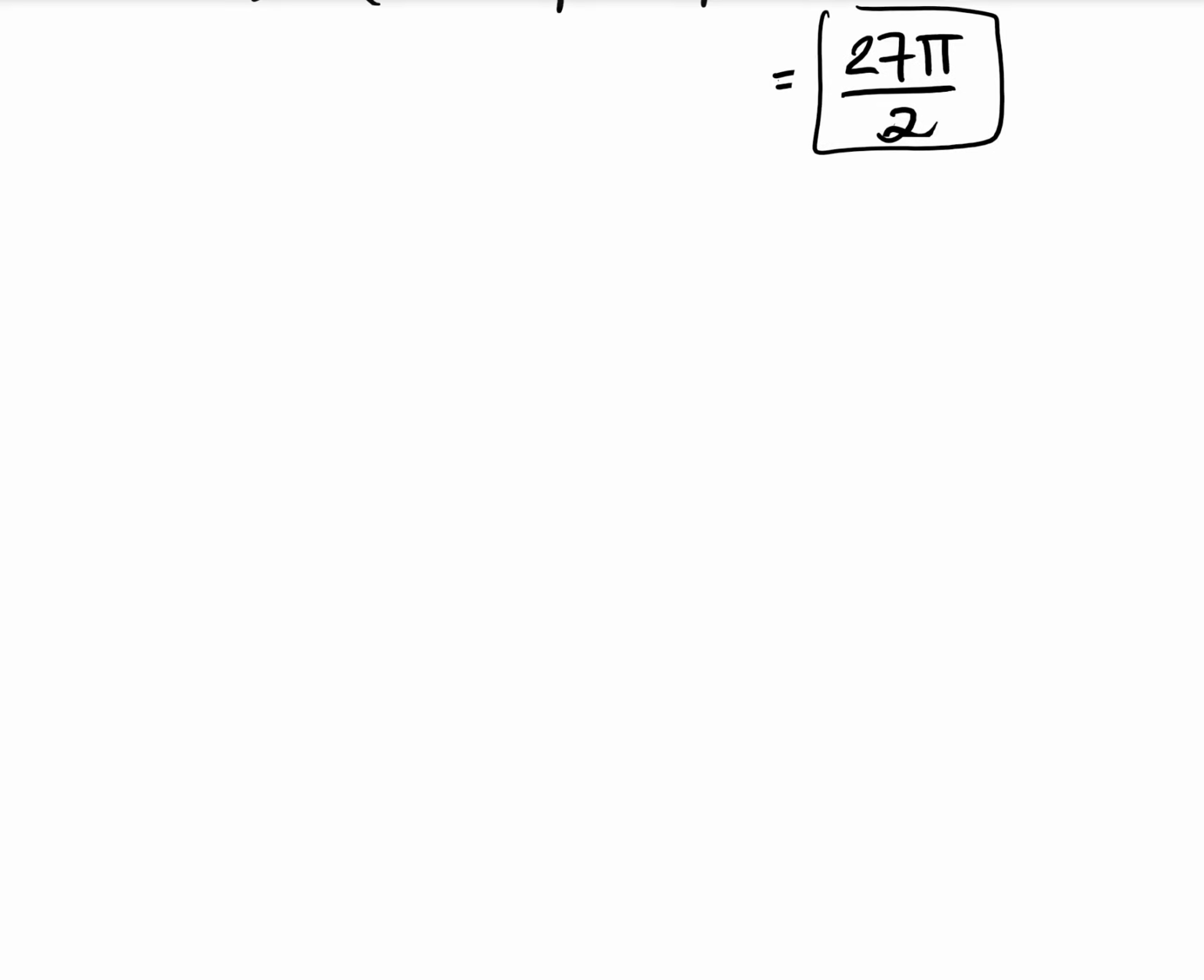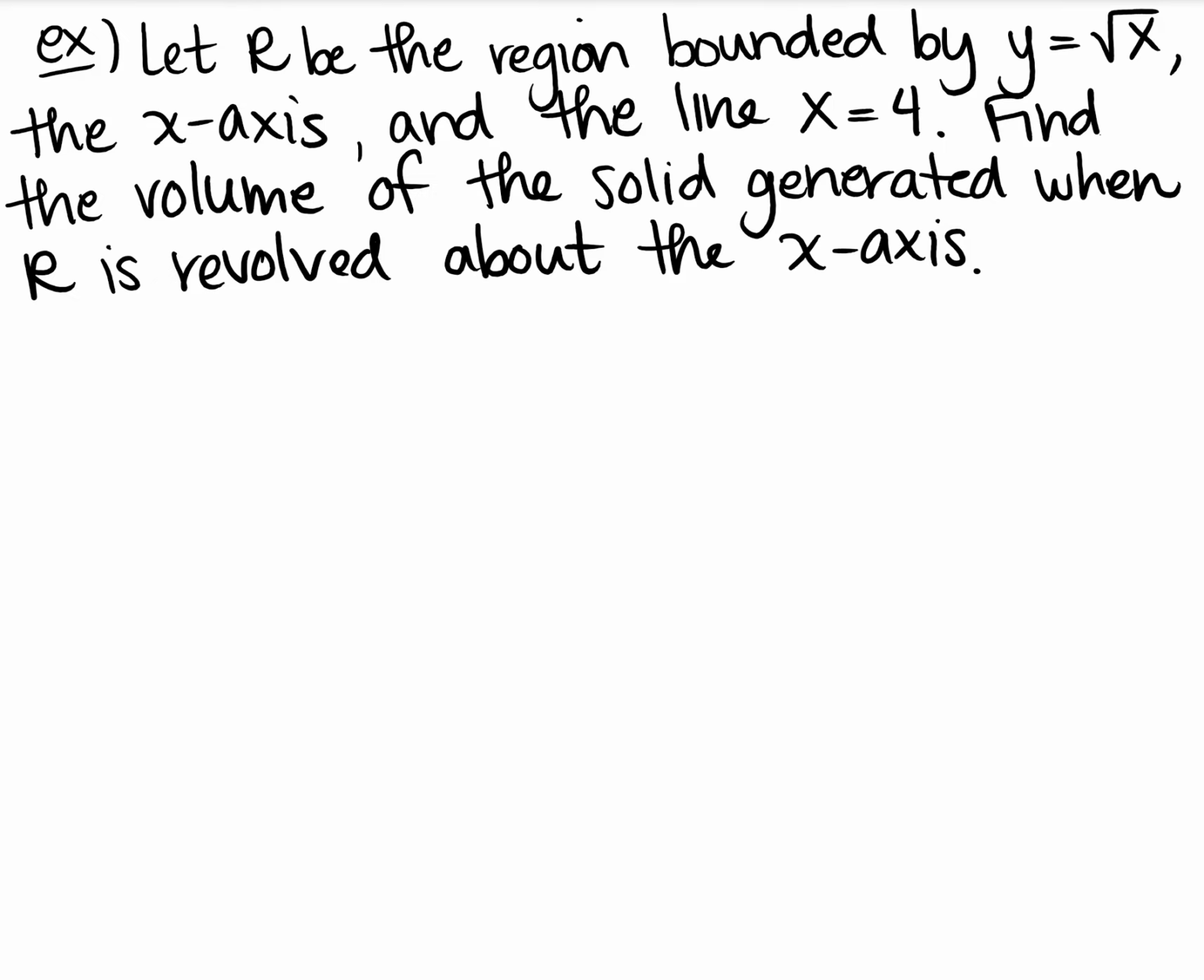All right, let's do another example. Let's look at this last example then. So let R be the region bounded by y equals the square root of x, the x-axis, and the line x equals 4. Find the volume of the solid when R is revolved about the x-axis.